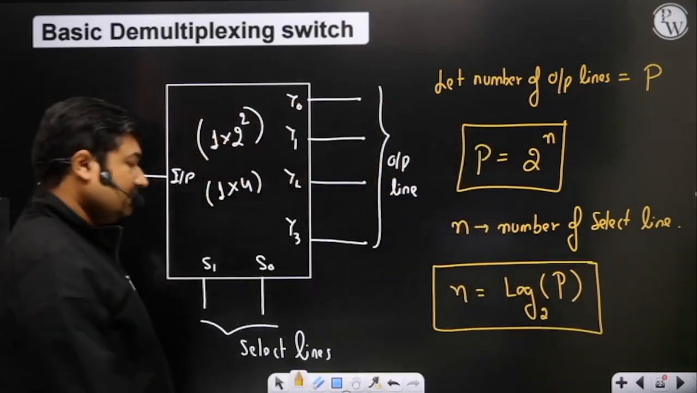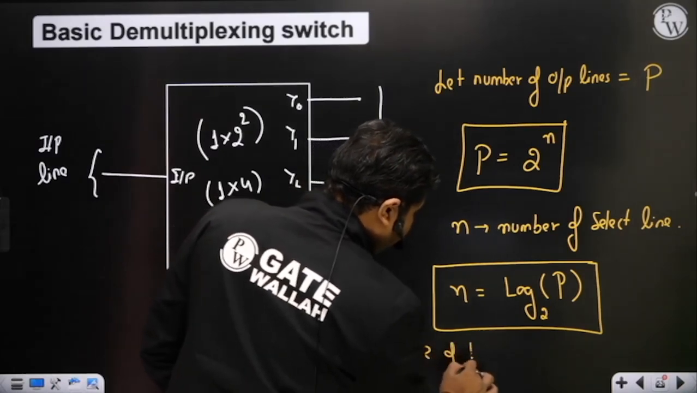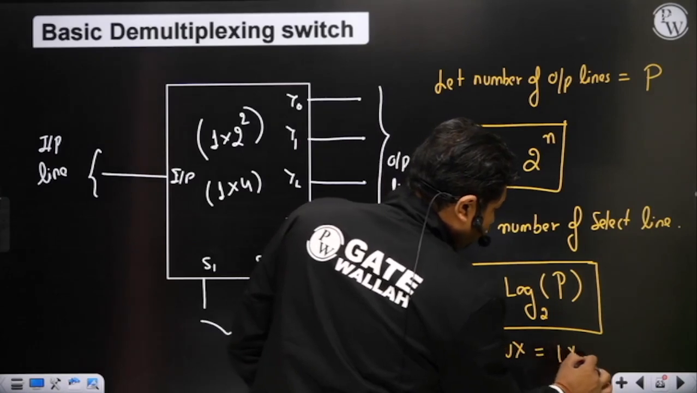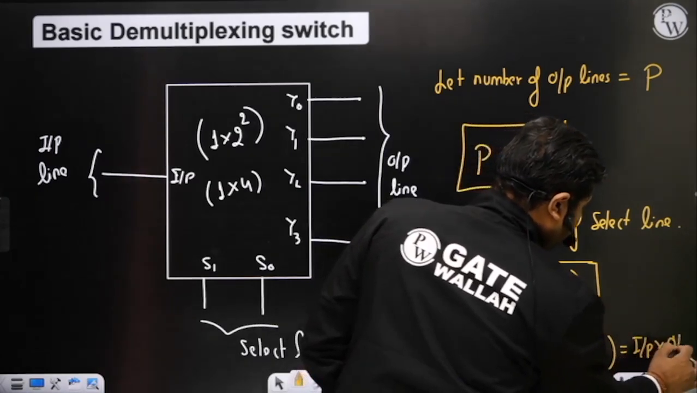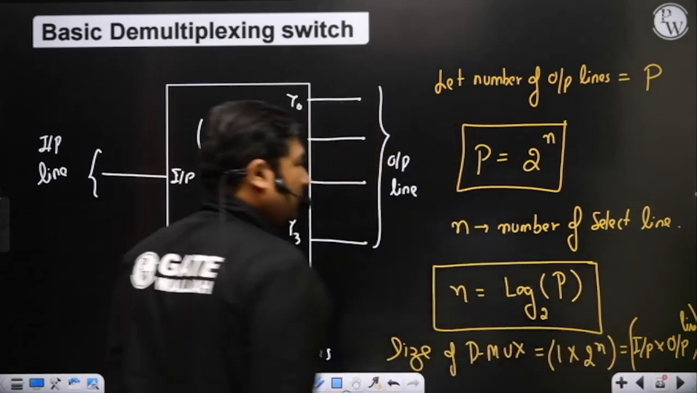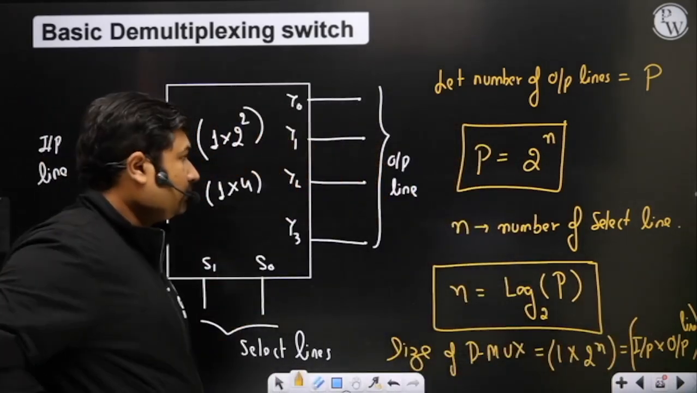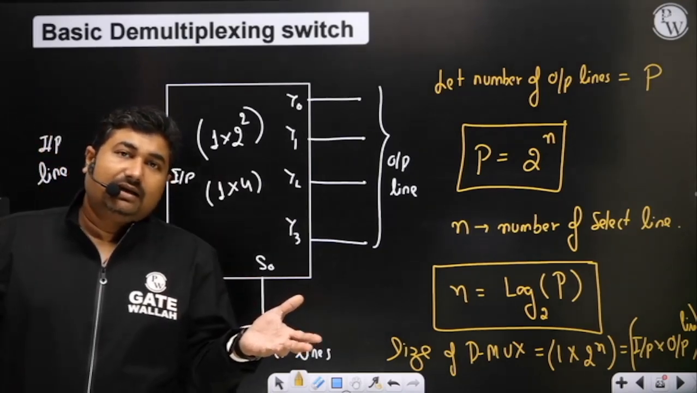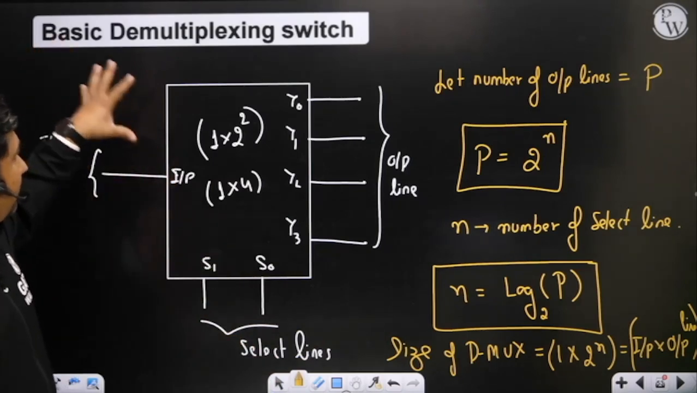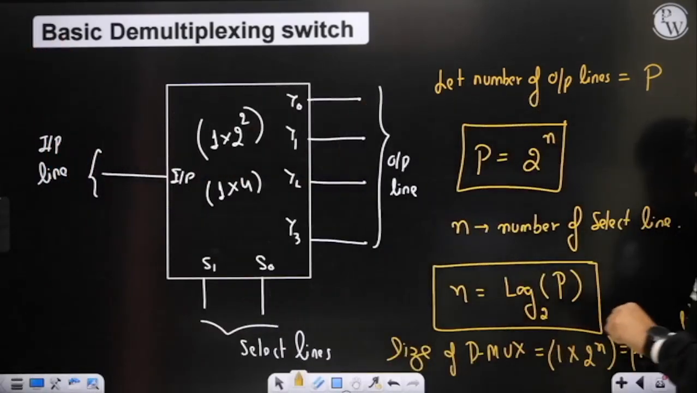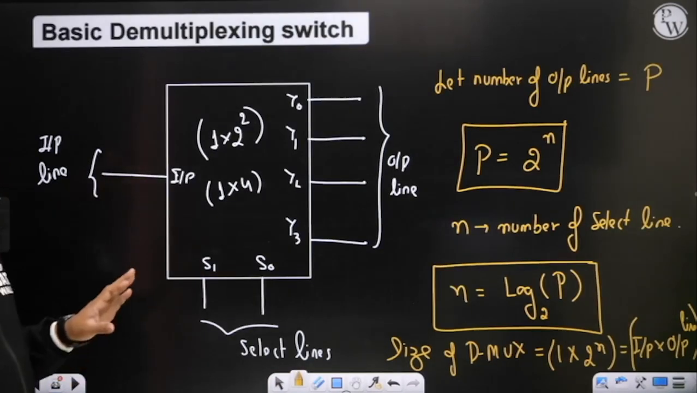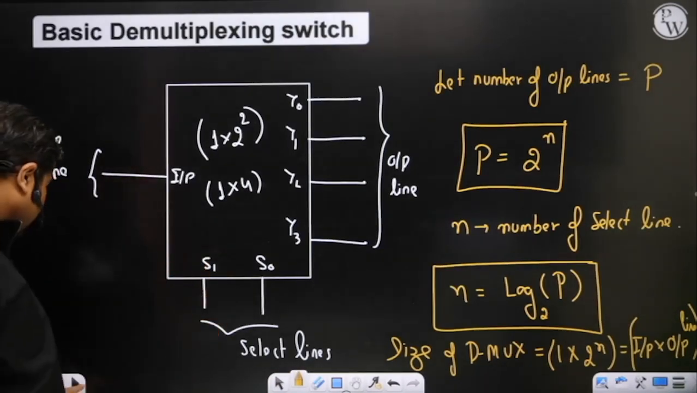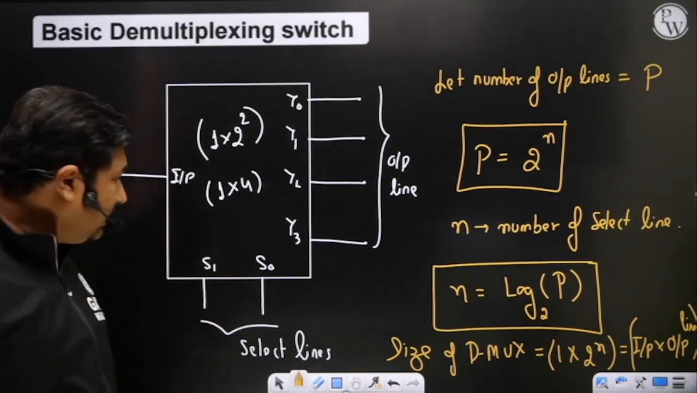What is the size of a demux? The size of a demux is 1 cross 2 to the power n, or you can say input lines cross output lines. It is just opposite to the multiplexer. In order to understand the demultiplexer, first I am going to show you the basic switching circuit. Before that, I am going to discuss the smallest possible size of the demultiplexer, that is the 1 cross 2 demux.